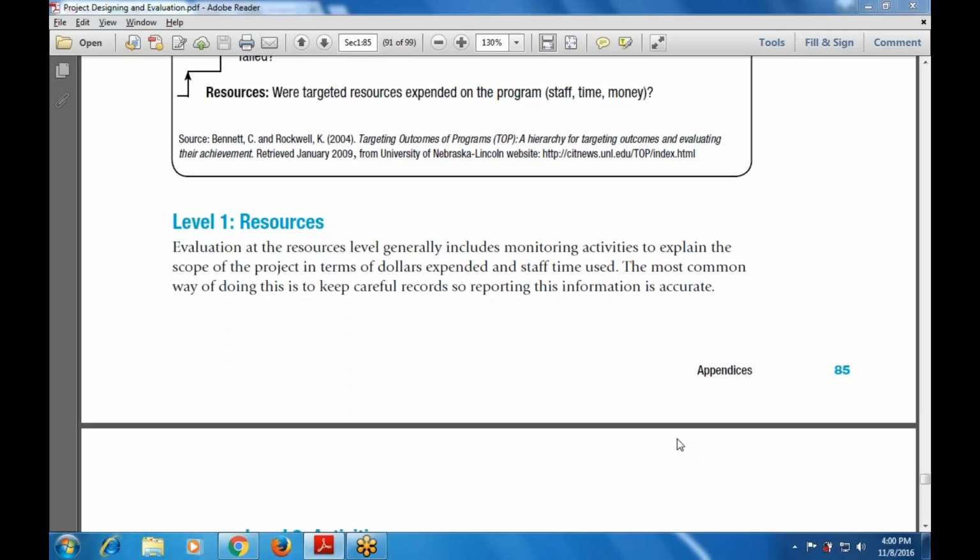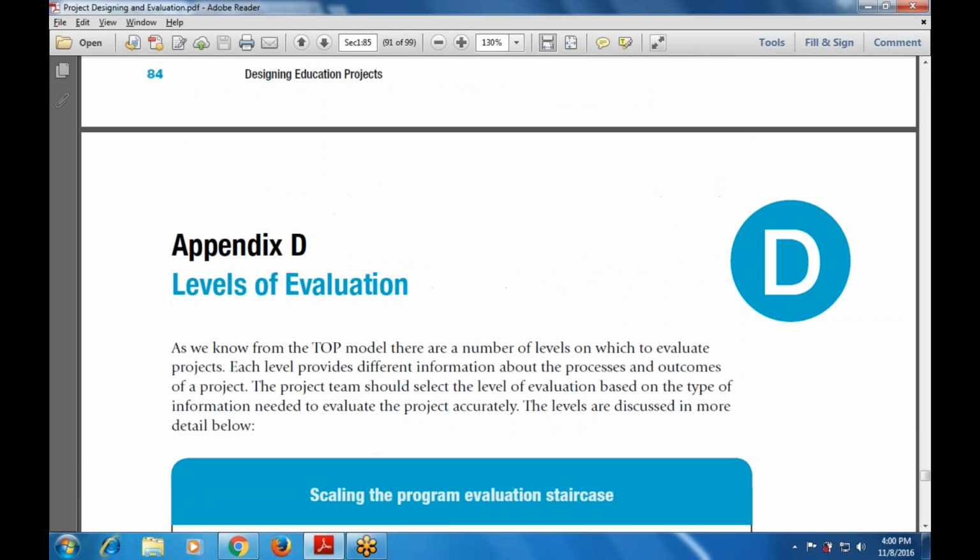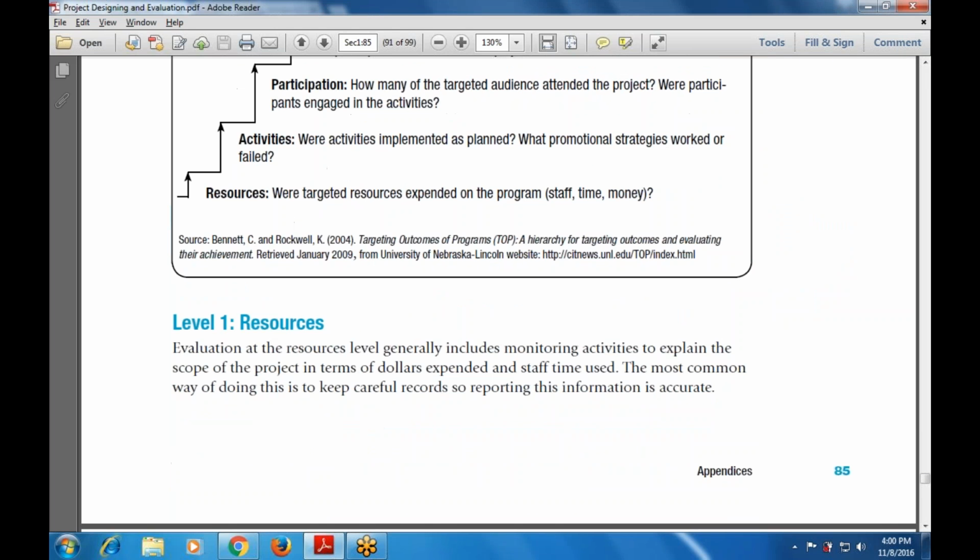Yes, in the last class we started with the appendix, the various levels of the appendices. That is how we are going to use appendices, how the information is gathered, what the various available resources are, and what the various levels of satisfaction are that are used in appendix D. That is the levels of evaluation, and we studied each and every level in detail in the last class.